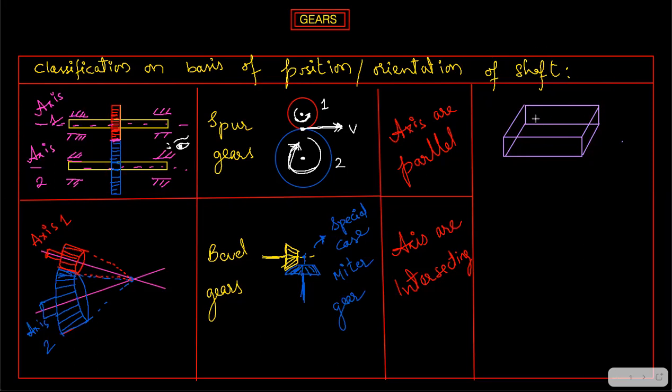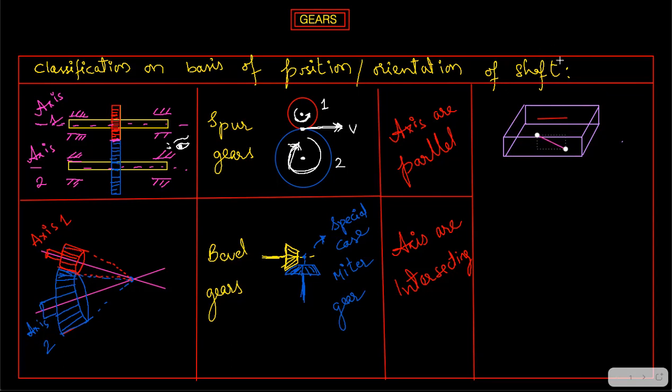Imagine that this shaft is on the top face, and you have another shaft on the bottom face. If this was the case, they would be parallel shafts, right? But I'm not making it parallel. I'm going to make it a little inclined. So this shaft is on the bottom face. Now, are they parallel? No, they are on different planes.